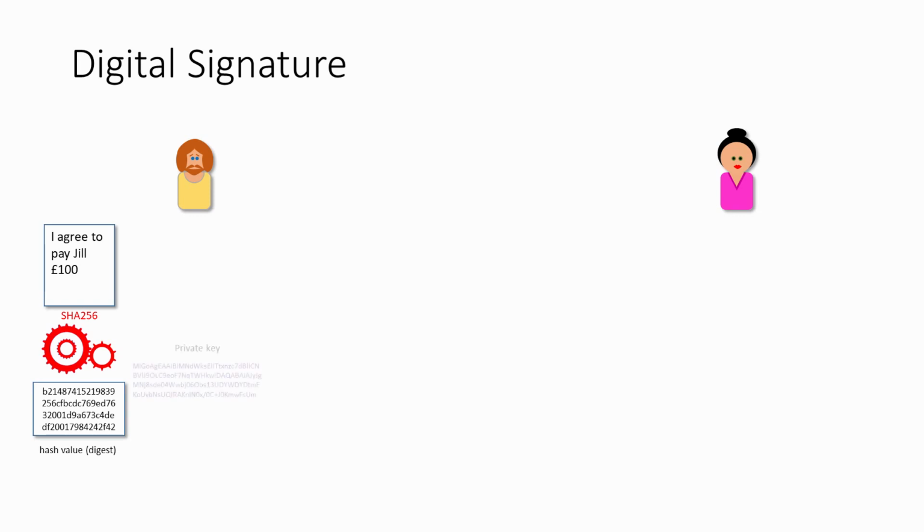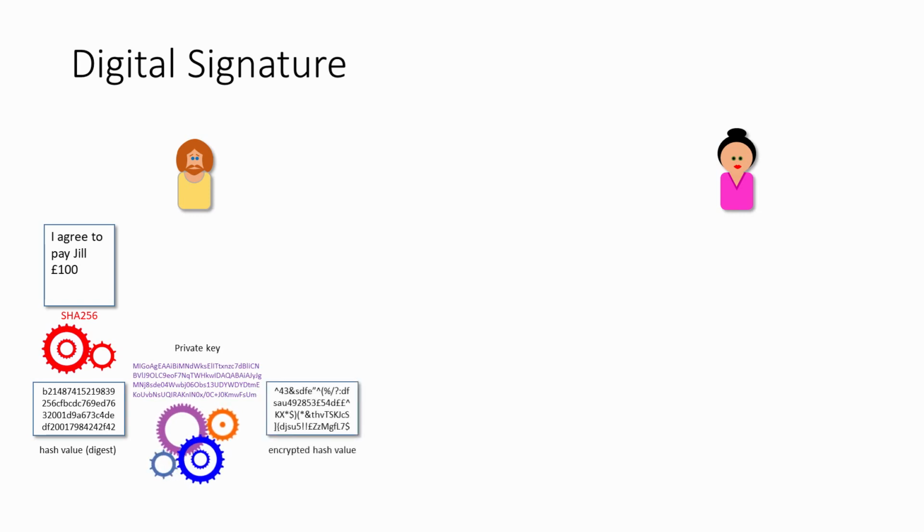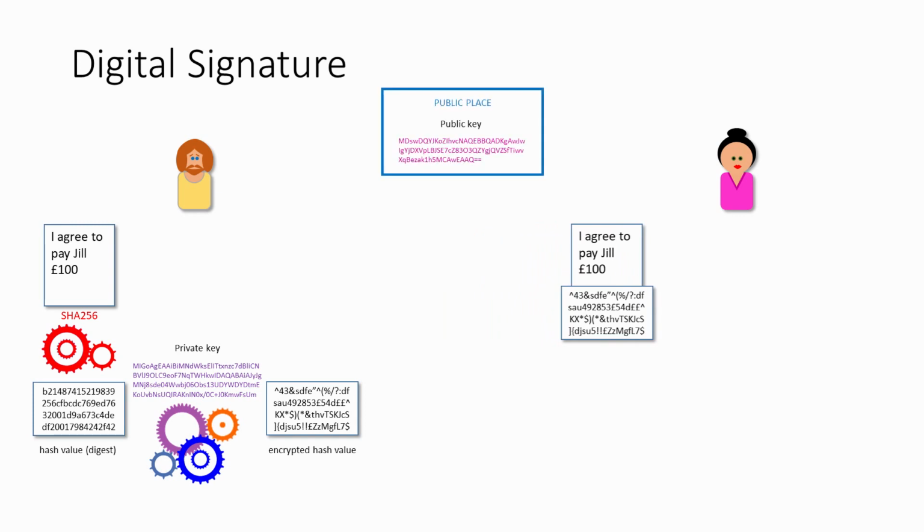Some software on Jack's computer now encrypts the hash using Jack's private key. And the encrypted hash is embedded in the original document. The document now has a digital signature. Jack sends Jill a copy of the signed document. He also sends her a copy of the public key. Alternatively, he can put the public key on a website for Jill to go and fetch.